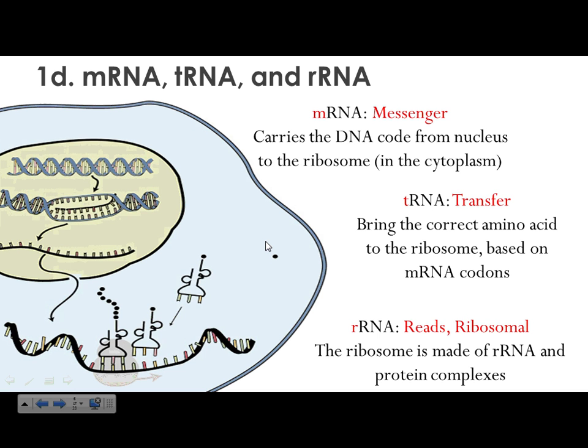The rRNA, so the R is for both reads and ribosomal. So the ribosome is made of rRNA and a couple other proteins complexed together. So that complex of rRNA and proteins makes up the ribosome.